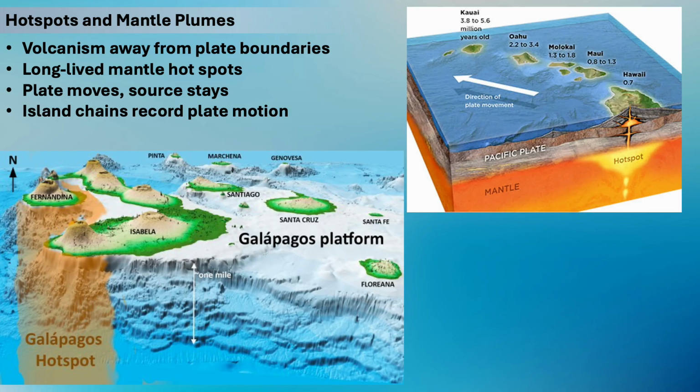In this way, hotspot island chains serve as a record of plate motion, complementing what we learned from plate boundaries and helping us understand how volcanic processes shape the seafloor far from tectonic margins. I encourage you to pause the video for a moment to carefully review both illustrations that highlight the hotspots that are creating the Galapagos Island chain as well as the Hawaiian Island chain.